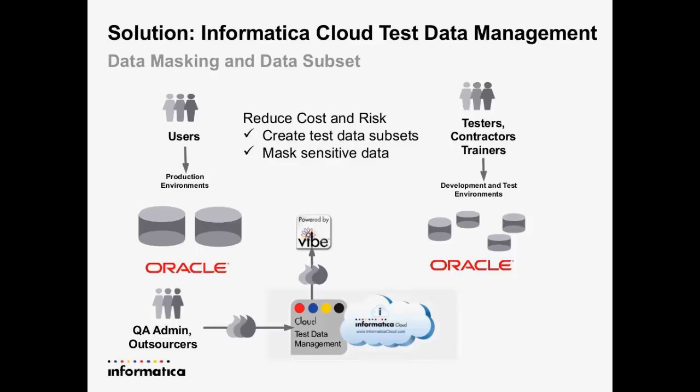And at execution time, the Powered by Vibe Informatica Cloud Secure Agent will select the subset data from a source environment, apply the filters, and then insert that secure data into your non-production environments, and it all happens behind the firewall. So what's really nice about this is you have multiple users who are accessing and querying these environments, but when it comes to test and dev, your testers, your contractors, your trainers, they're only accessing information that's been already sanitized.